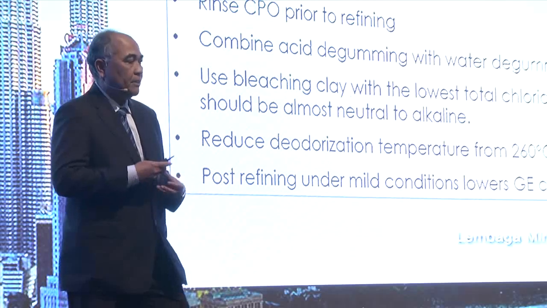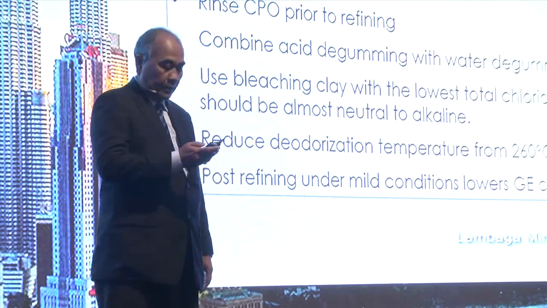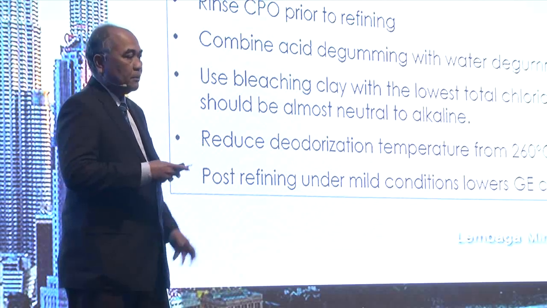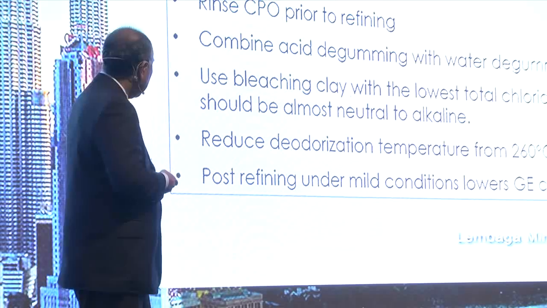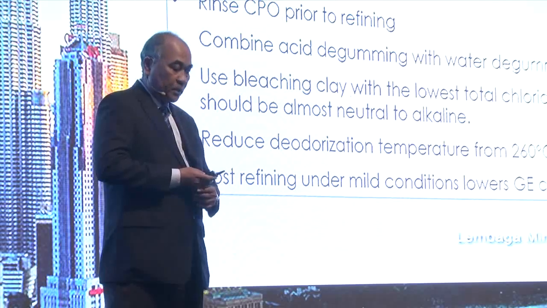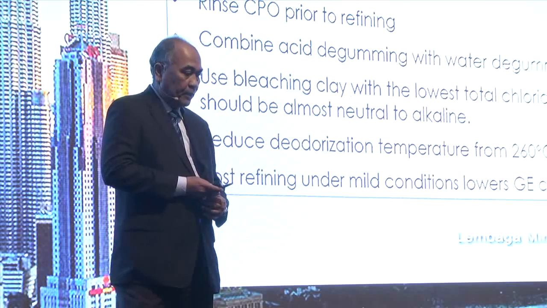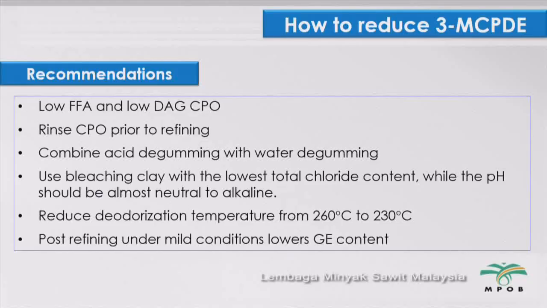Washing means physically washing with water. Because oil and water don't mix, we can separate it out again. Then combine acid degumming with water degumming, again using water. And use bleaching clay with the lowest total chlorine content and pH. pH is very important, almost neutral or alkaline. pH is another element that is controllable, which can reduce levels of 3-MCPD and GE in vegetable oils.